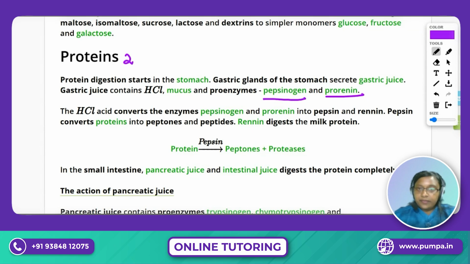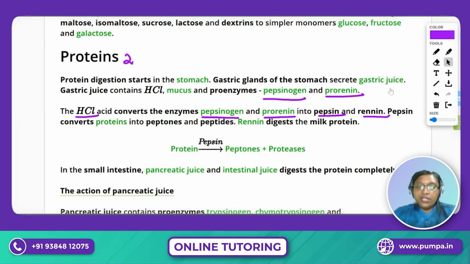And they need the HCl. So the HCl will be converting the pepsinogen to pepsin and prorenin to renin. Okay, everyone, pepsinogen to pepsin and prorenin to renin.